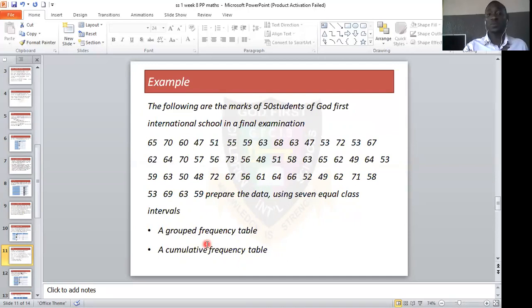I told you, first things first: find the lowest number and the highest number. Find their range. Divide by the required number of equal intervals. Then you get the difference, the regular pattern or sequential difference in the class interval. Now the lowest number here is 47, if you look at it very well, and the highest number is 73.